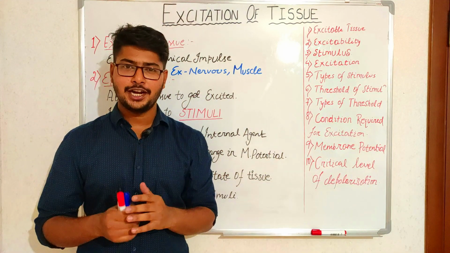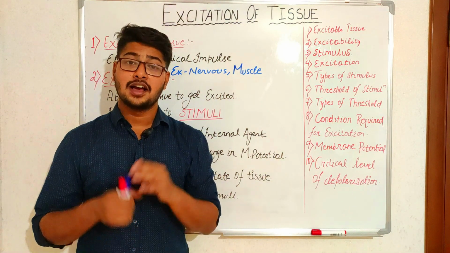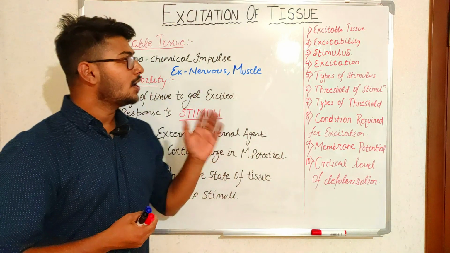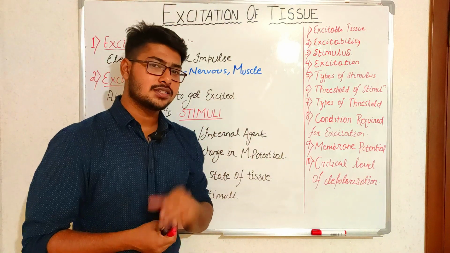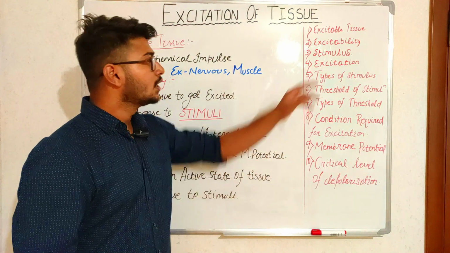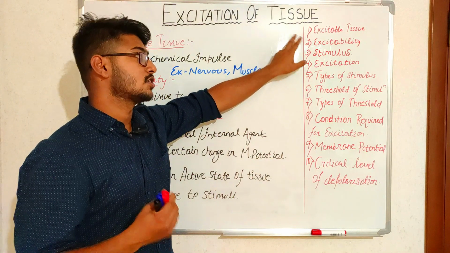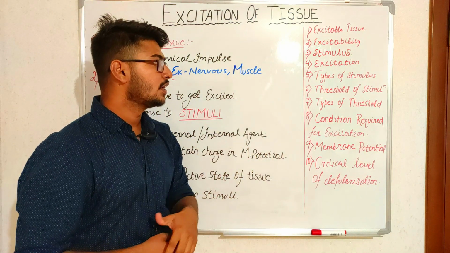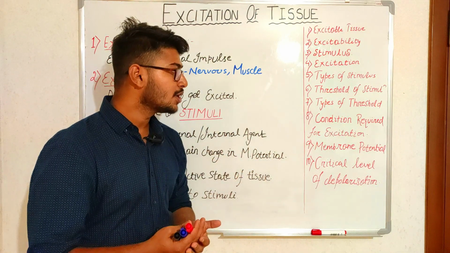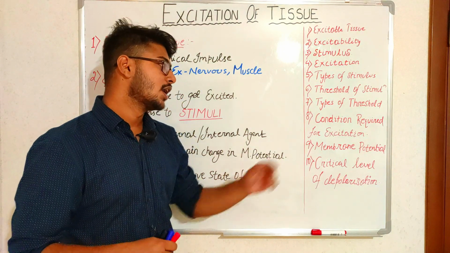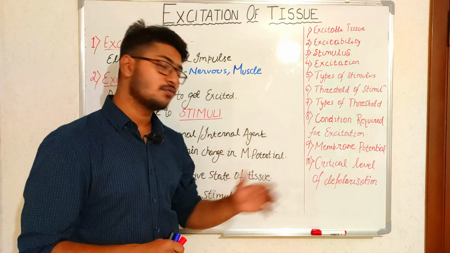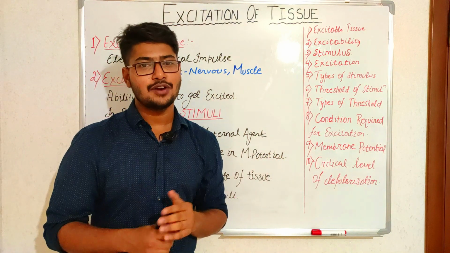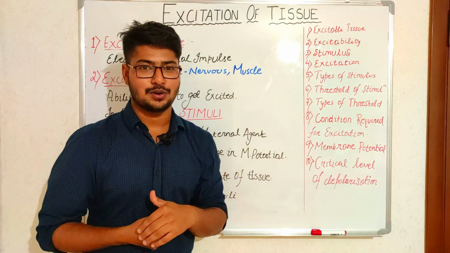Today we are going to read a topic of physiology, and under that topic we are going to discuss excitation of tissue. Under that there are some important terminology that we should know: first of all, what is the excitable tissue, then what is excitability, then what are the stimulus and excitation, then types of stimulus, then what is threshold of stimulus, then what are the types of thresholds, conditions required for this excitation, then what is membrane potential, then what is the critical level of depolarization. So without wasting time, let's begin our today's topic.